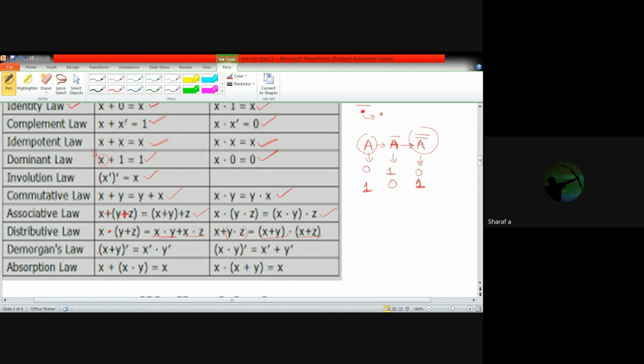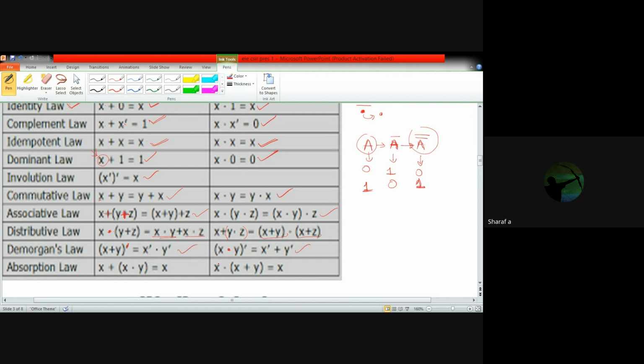And then De Morgan's theorem or De Morgan's law, you can see (x plus y) whole bar. This we already discussed. We have put a bracket here, which means this bar is applicable to everything inside the bracket. So (x plus y) whole bar will be equal to x bar dot y bar. Similarly, (x dot y) whole bar will be equal to x bar plus y bar. This we already discussed.